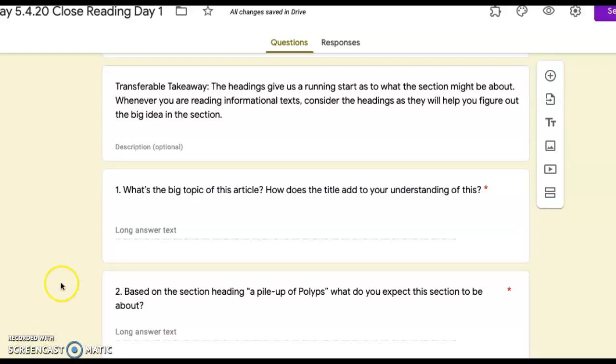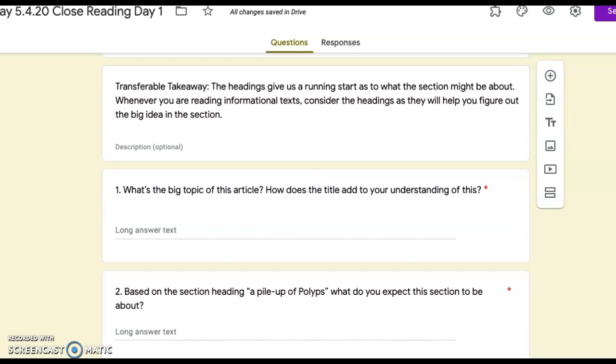That brings us to question number 1. What is the big topic of this article, and how does the title add to your understanding of this? Considering that first page that we just read, what is the big topic of this article, and how does the title add to your understanding of this? Pause the video, answer the question, and then we'll continue.